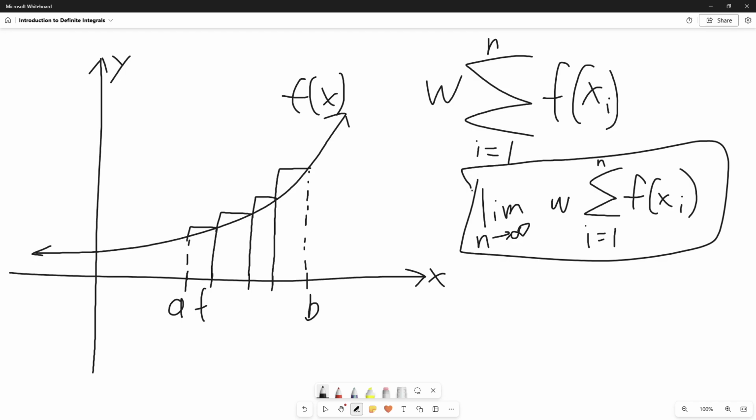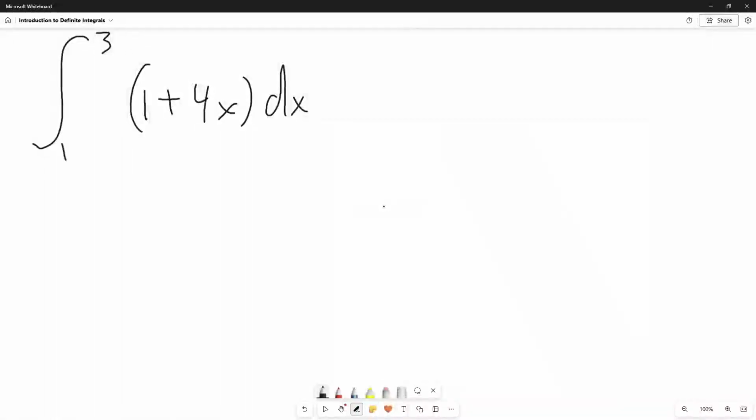And you can just use your calculator to test like 500 rectangles or like 1,000 rectangles using the left hand and right hand approximation methods. So you can approximate your definite integral and probably even find the answer if it's simple enough. Now let's do an example of a definite integral. So let's say we're supposed to find the area of 1 plus 4x from 1 to 3.